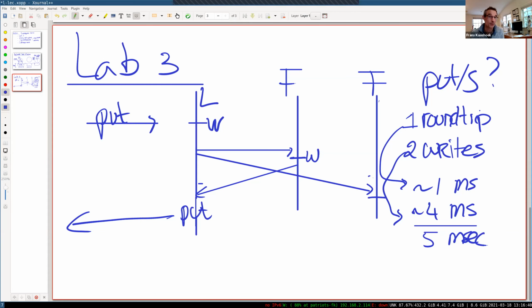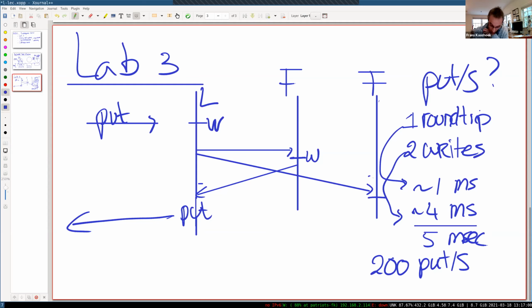And so how many operations per second? Just to see if anybody's still awake. 200. Yeah, so that's going to be 200 puts per second. Any questions about this? Does that make sense?